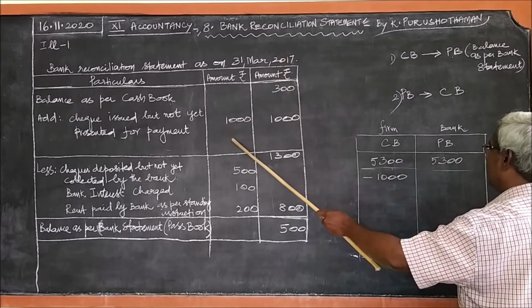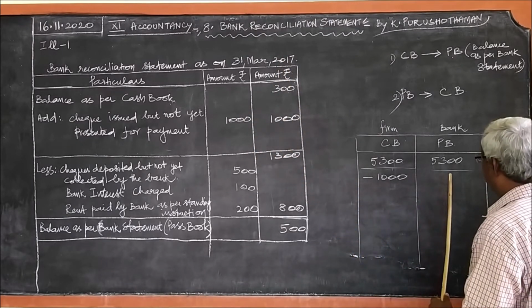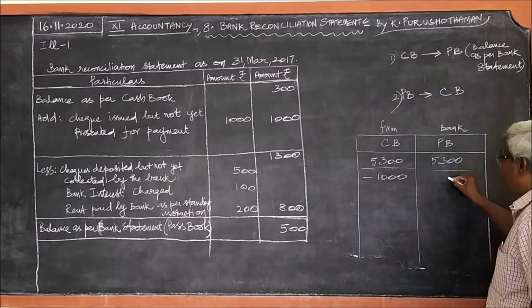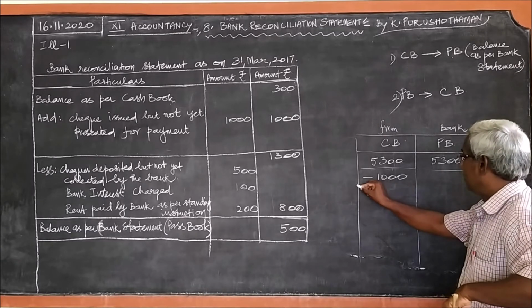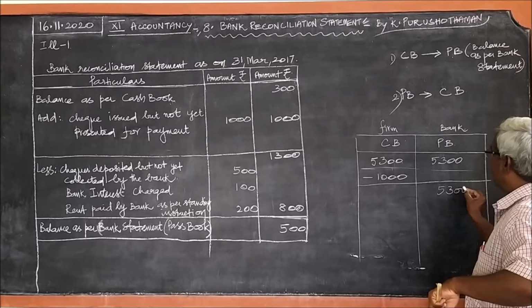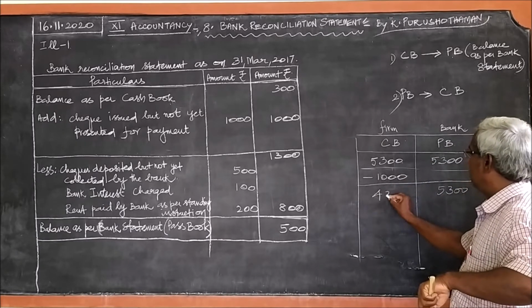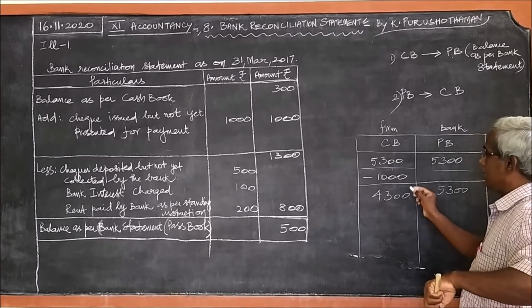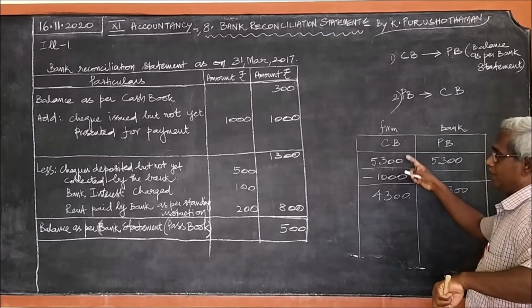But as of this date, the person has not yet presented the check for payment. So how will the balance be? The passbook balance will remain 5,300, but in the cash book this will be 4,300. Just for example I wrote it.